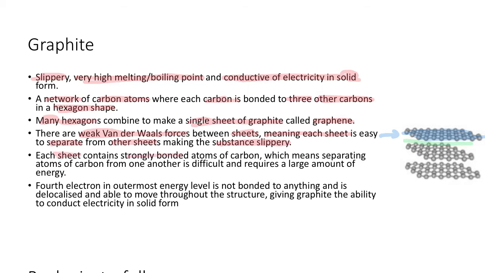Each sheet contains strongly bonded atoms of carbon, which means separating the atoms of carbon from each other is difficult. It requires a large amount of energy, i.e. they have a super high melting and boiling point and generally will burn rather than melt, right? And then the 4th electron in the outermost energy level, because remember it's only bonded to 3 other carbons, is not bonded to anything and is delocalized and able to move through the structure, giving graphite the ability to conduct electricity in solid form because it effectively has a mobile charge carrier, all those little electrons flowing through those sheets. Okay, cool.